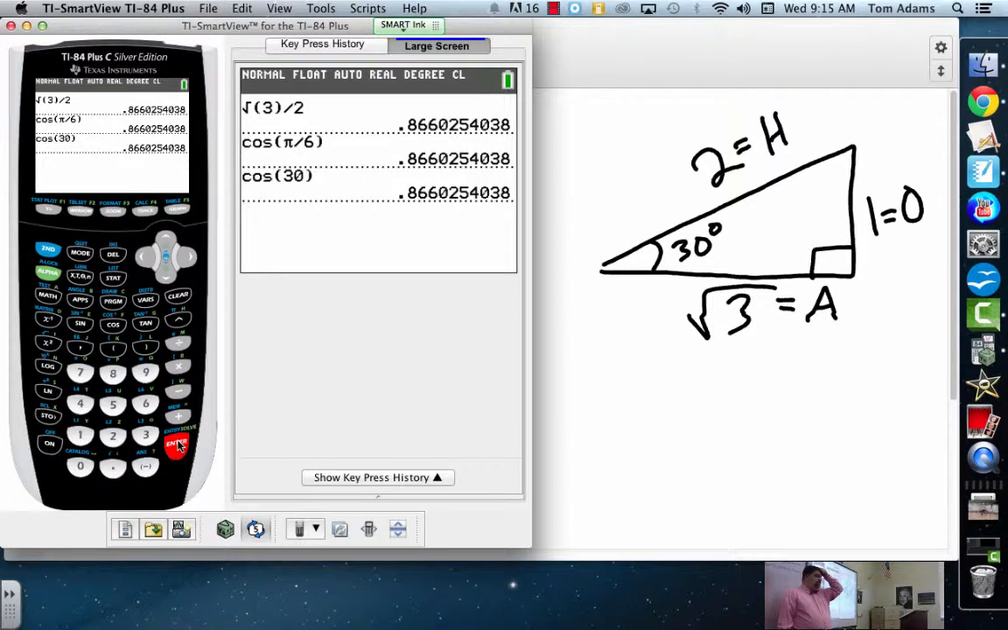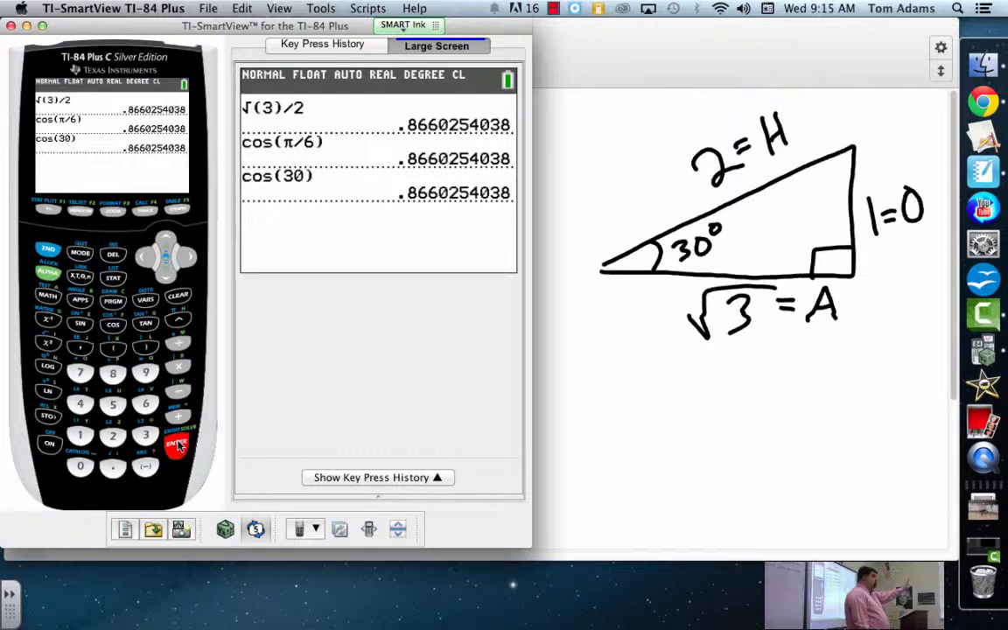Does that make sense? Now, over time, you start to memorize these things, right? The square root of 2 is 1.44. The square root of 3 is 1.73. The square root of 3 over 2 is 1/2 that, right? The square root of 2 divided by 2 is 0.707. The square root of 3 over 2 is 0.866.